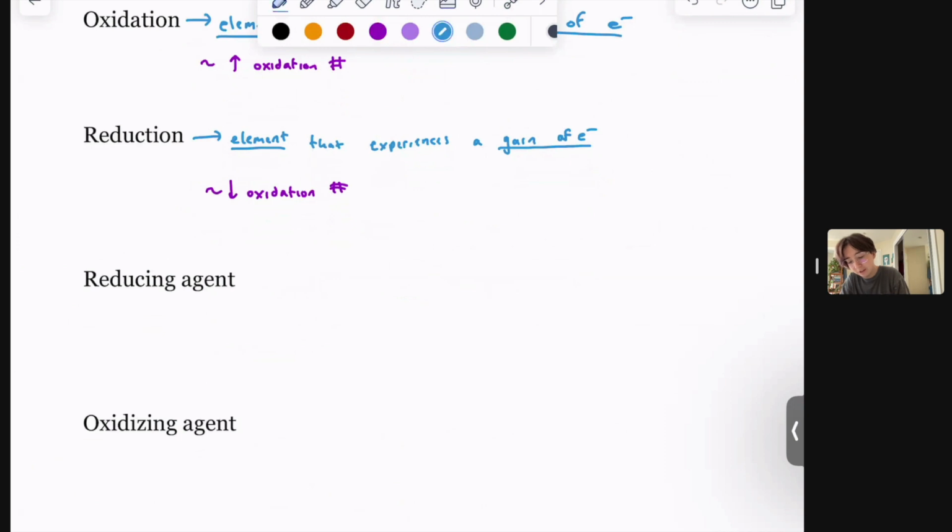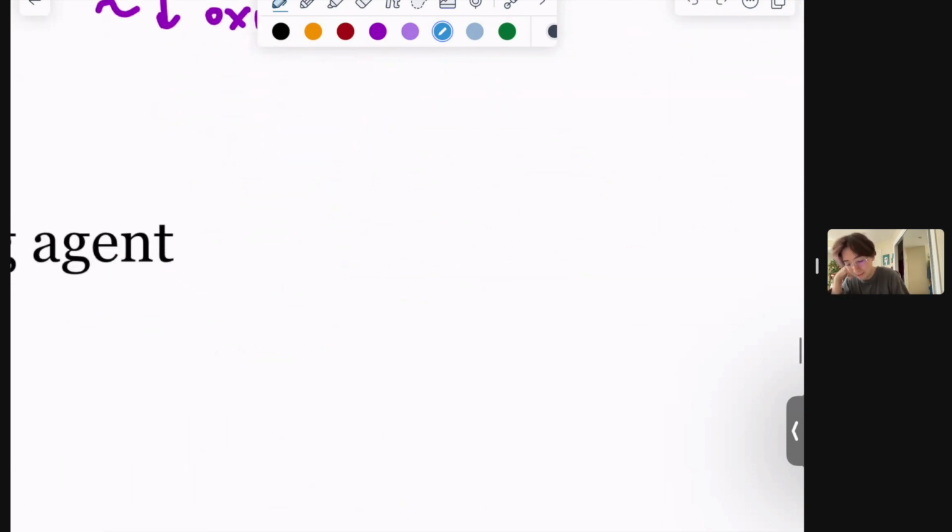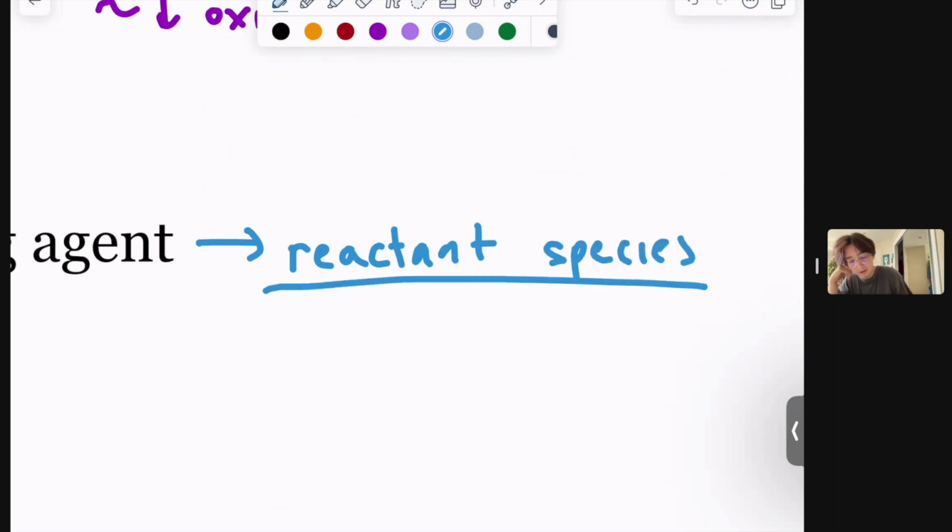There's also something called an oxidizing and reducing agent, and it's so annoying, and I'm so sorry to try to keep these two straight, but the reducing agent is the thing that helps something be reduced. So it is going to be a reactant species. And I'll clarify that later, but we'll practice.